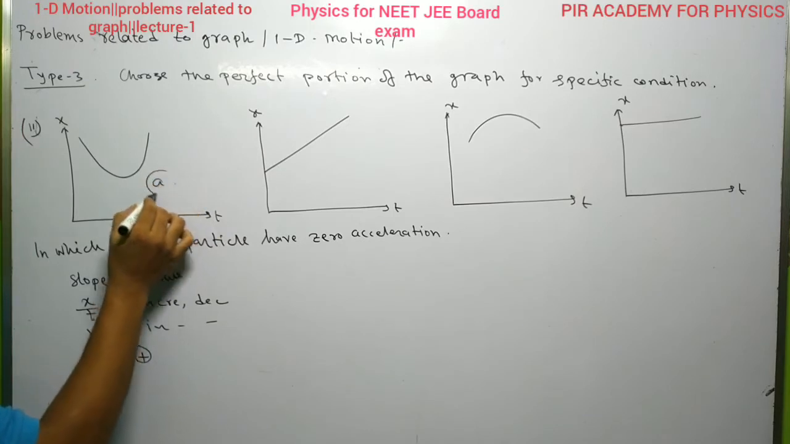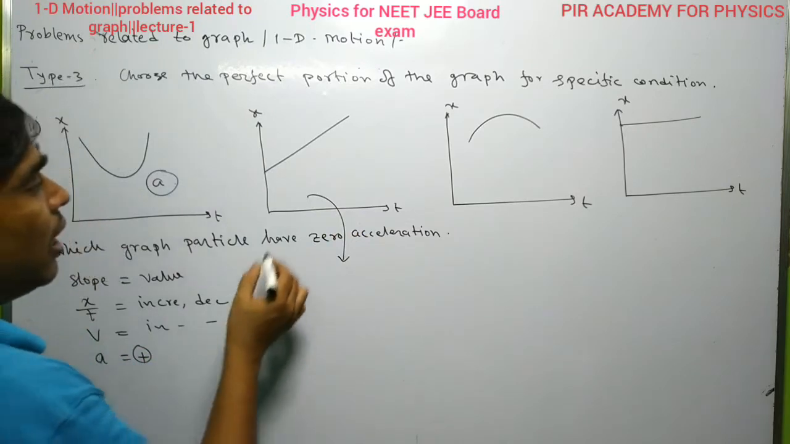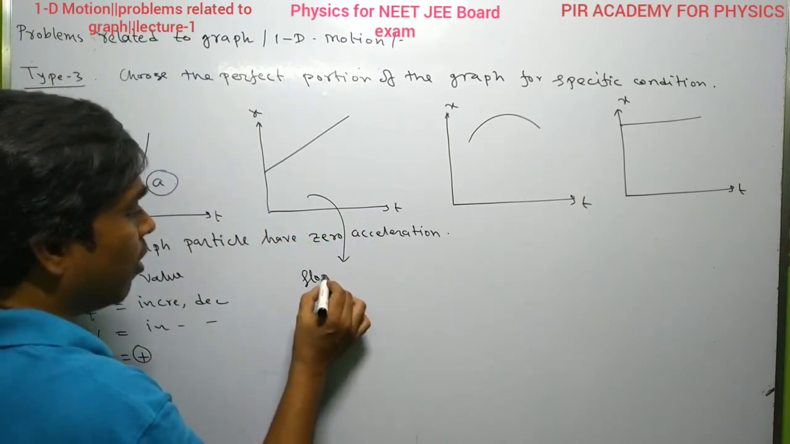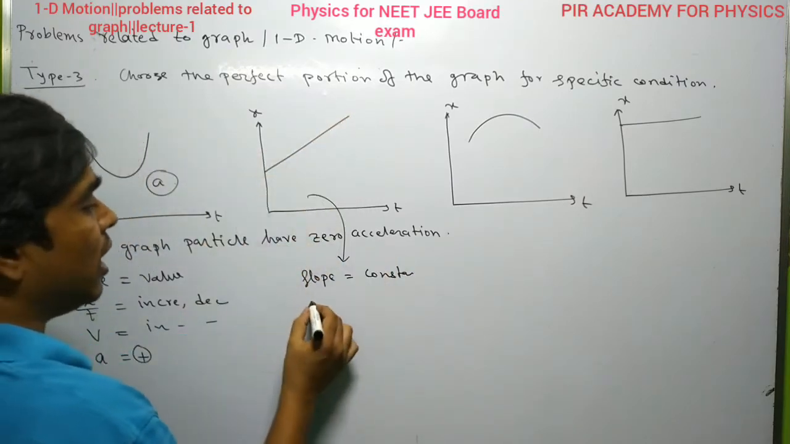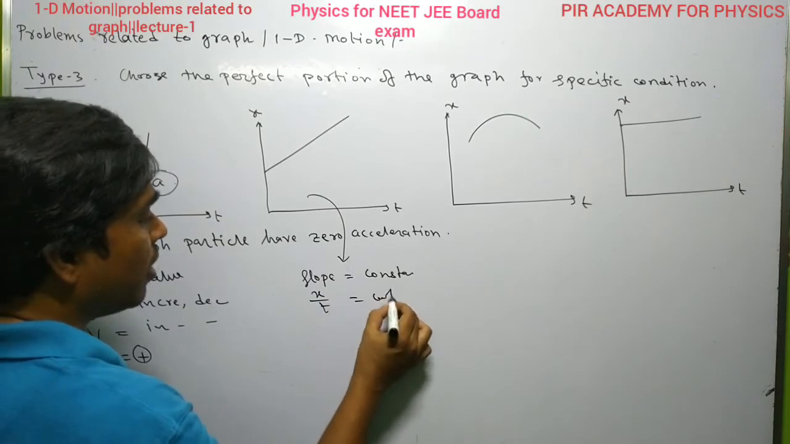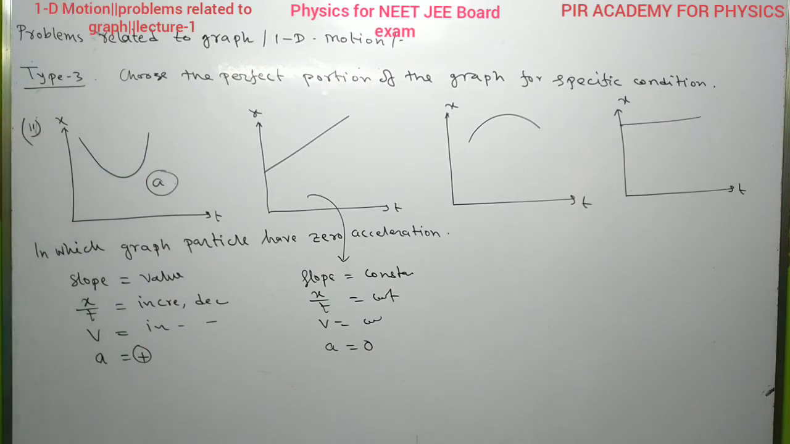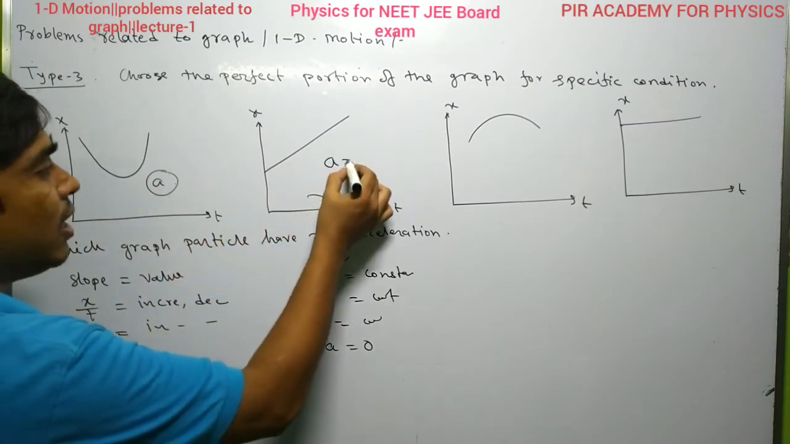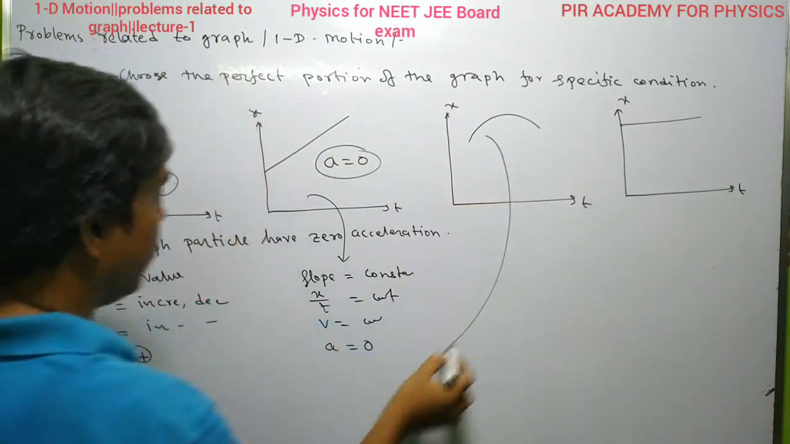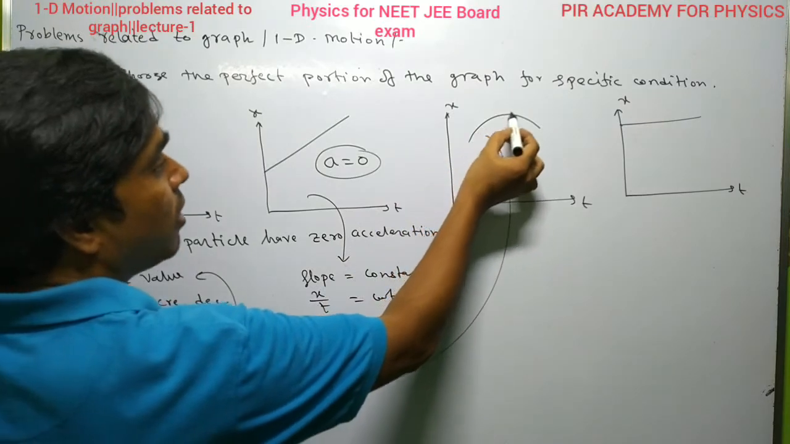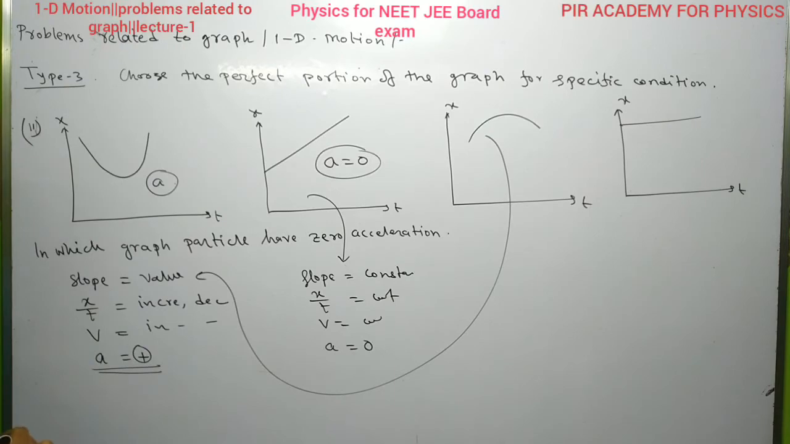So this has an acceleration. But in this condition the slope is constant. If the slope is constant, that means x by t is constant. So v is constant. If v is constant, that means acceleration is 0. So in this condition acceleration is 0. Here you see that the slope is increasing, here the slope is decreasing. So in this condition there is an acceleration.